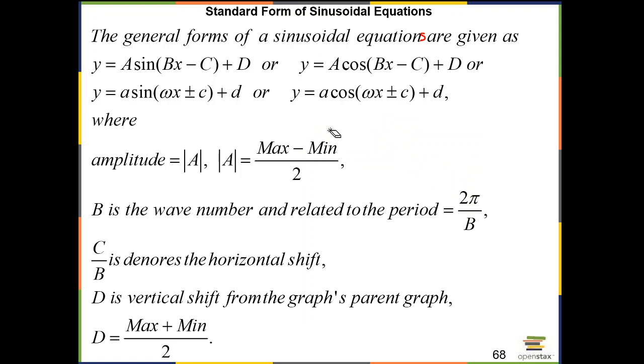And C over B is still the phase shift. Don't get confused with these signs. If you add, you go to the left. If you subtract, you go to the right. So we put a minus here to indicate that C over B is the phase shift, whatever the sign of that is. So if that turns out to be like negative pi, then that would be negative. So C over B is negative. That means this would be negative.